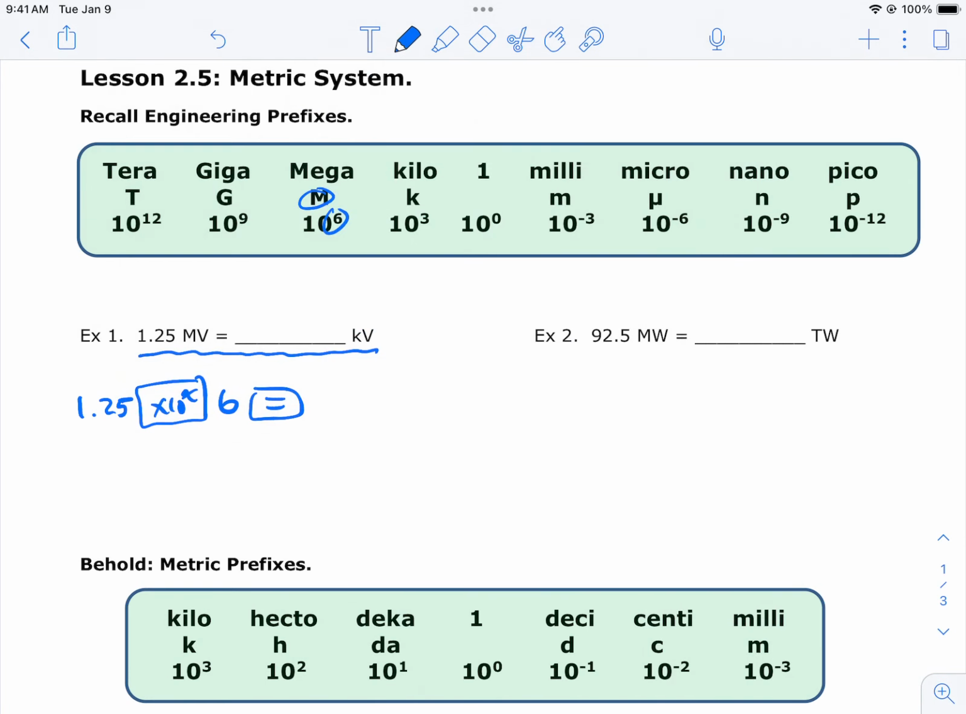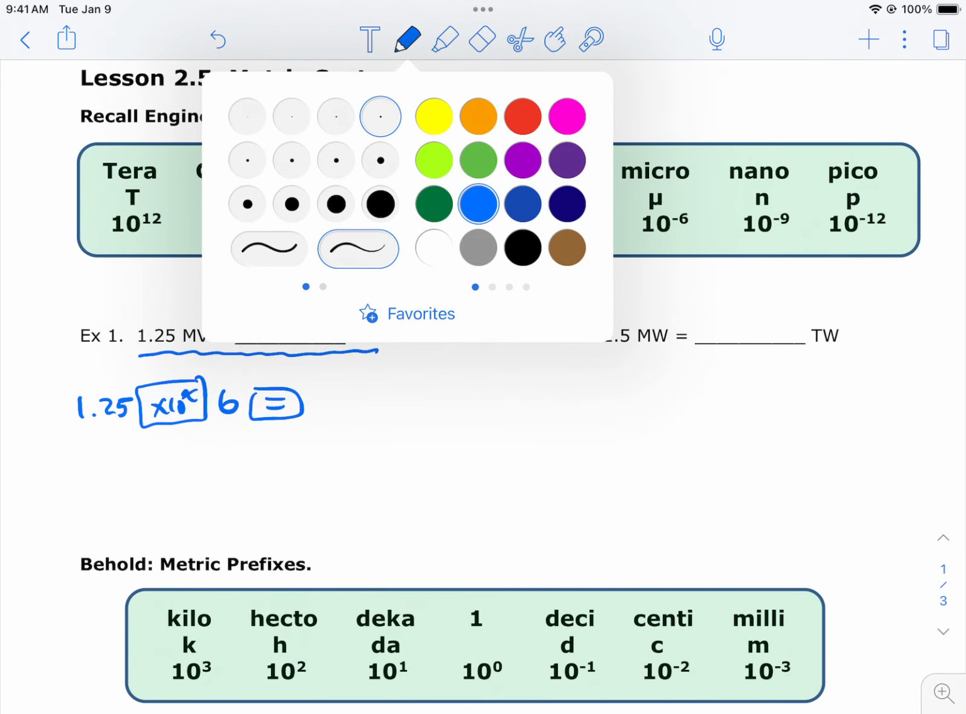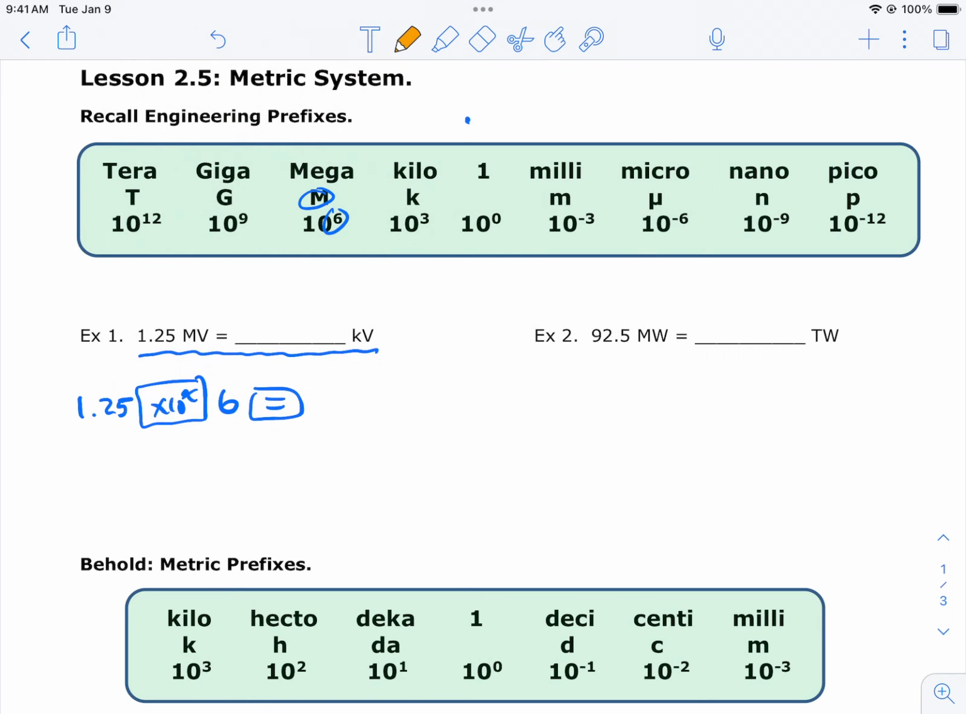Right now my calculator says 125 with 4 zeros. And if I hit the eng button to put it in engineering notation, it says 1.25 times 10 to the 6th, which of course is what we started with.